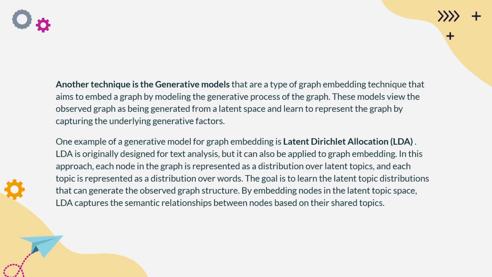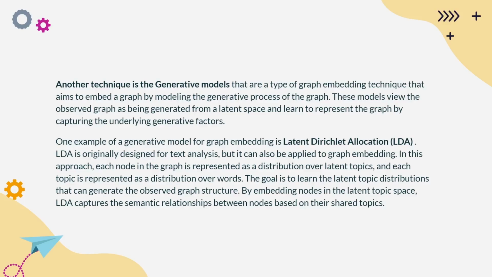Another technique for generating graph embeddings is to think of the graph as a generative model. In this type of graph embedding technique, it aims to embed the graph by modeling a generative process of the graph. This model views the observed graph as being generated from a latent space and learns to represent the graph by capturing the underlying generative factors.